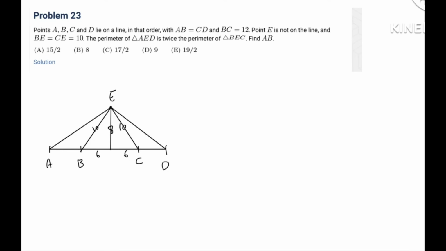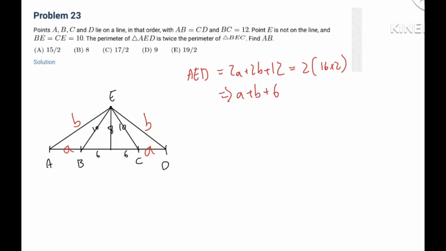Okay, so the perimeter of AED is twice the perimeter of BEC, right? So if this is A, and this is B, the perimeter of AED would be 2A plus 2B plus 12, and this is twice the perimeter of BEC, right? This is 2 times 6 plus 6 plus 10 plus 10, so it's 16 times 2. So 2A plus 2B plus 12 equals 32. A plus B equals 26.